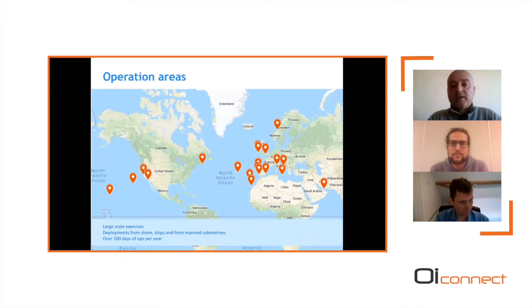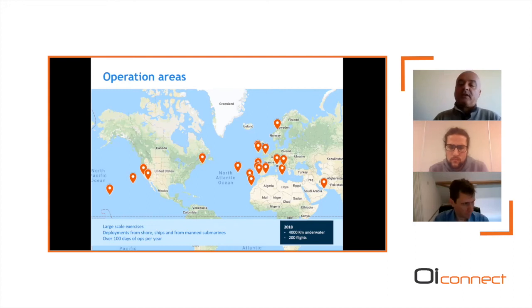We operate a lot in terms of op areas. We've been in lots of different places. We've been organizing large-scale exercises. We have deployments from shore, from ships, and also from manned submarines. And we have over 100 days of operations per year. In 2018, our UVs did over 4,000 kilometers underwater, and we had over 200 flights.